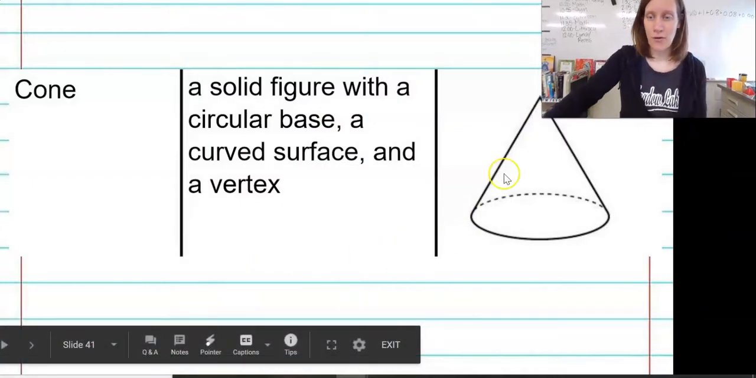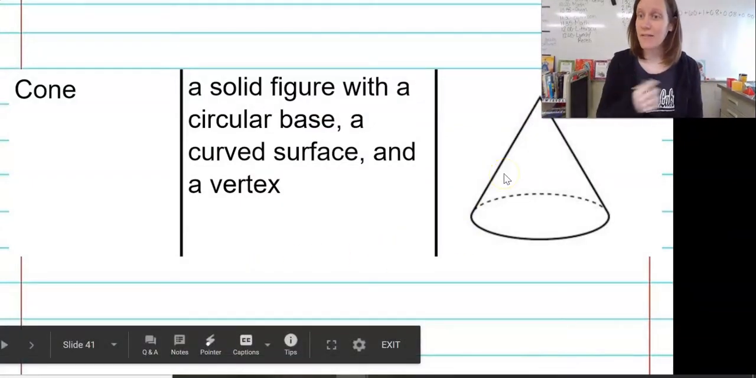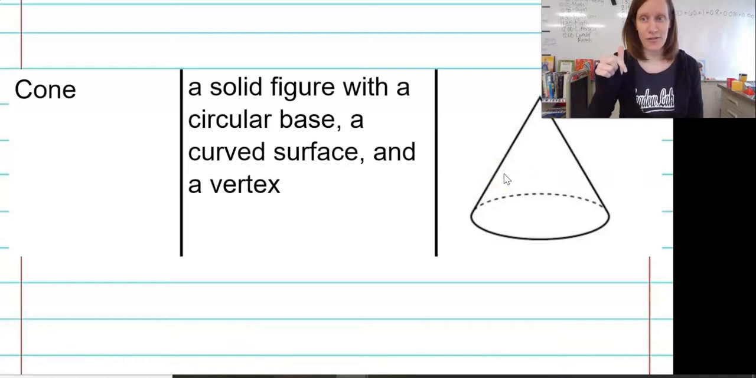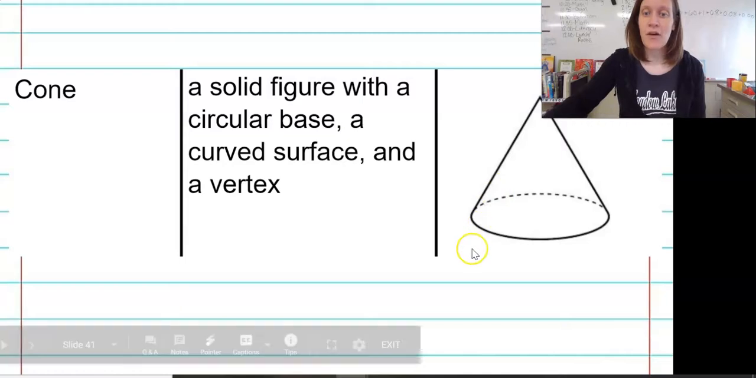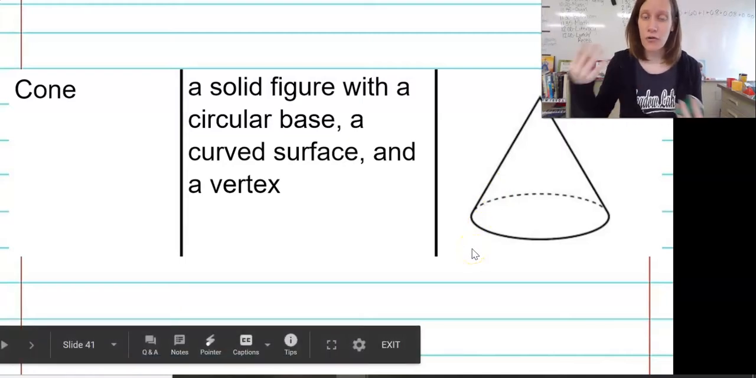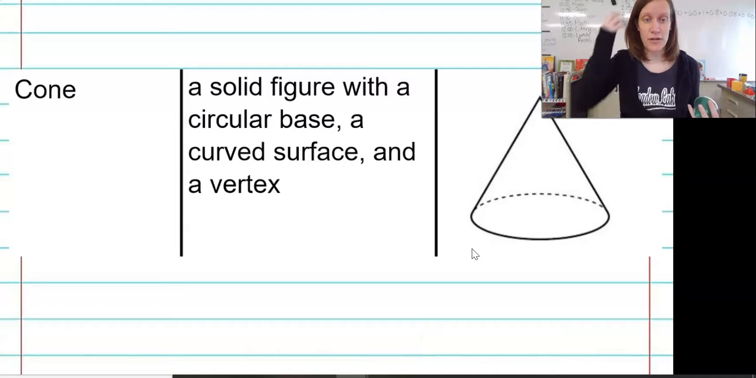So now that we know about those, we're going to talk about nets of all the shapes we've learned about. The cone and the cylinder that we just talked about, as well as all of the prisms from Monday and the pyramids from Tuesday. So a net is when you unfold the shape and you see all of the 2D shapes it takes to make that 3D shape.